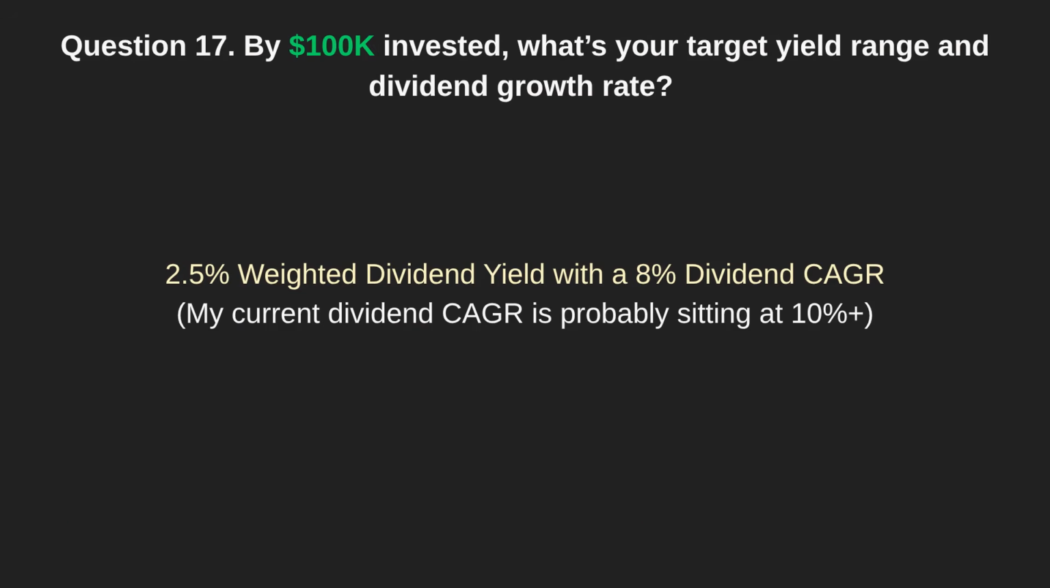Question 17. By 100K invested, what's your target yield range and dividend growth rate? Probably it'll be around 2.5% weighted yield with around 8% dividend CAGR.